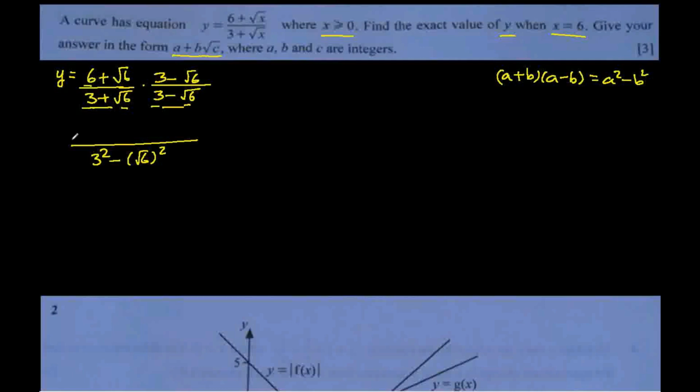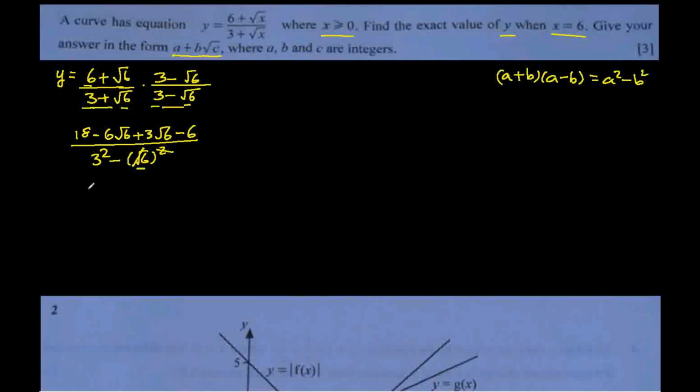6 times 3 is 18. 6 times square root 6 is 6 square root 6, and negative because there's a negative here. 3 times square root 6 will be positive 3 square root 6. And square root 6 times square root 6 is square root 6 square like this. Here the square root and square cancel and we are left with just 6. So we'll write 6 here.